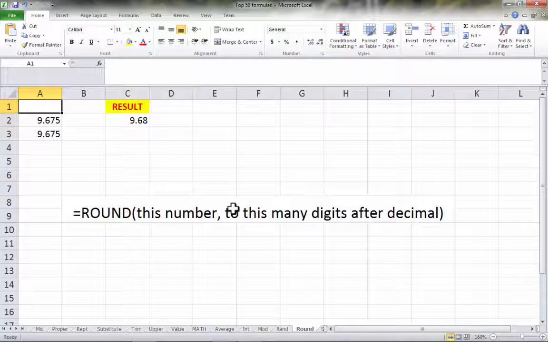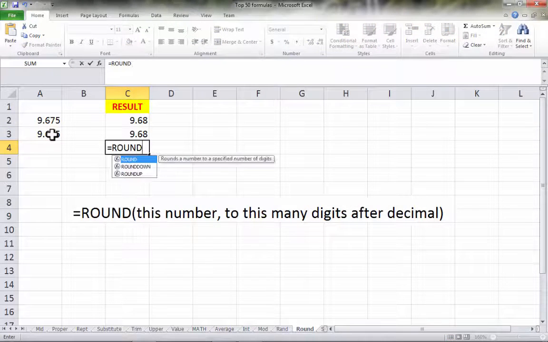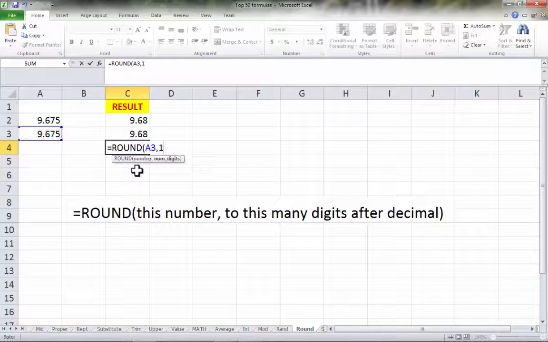Next is round. Round is more of rounding off a specific number, and you pick how many digits after the decimal. For example, over here, 9.675. Let's say I want to round it off to two places. If you round it off to two places, it will give you 9.68. So it rounds up. That's round A2, followed by the number of places. I want it to be two digits after the decimal. Just to try it out, round, and then two digits. That gives me 9.68. If I try round again with one digit, it should give me 9.7.